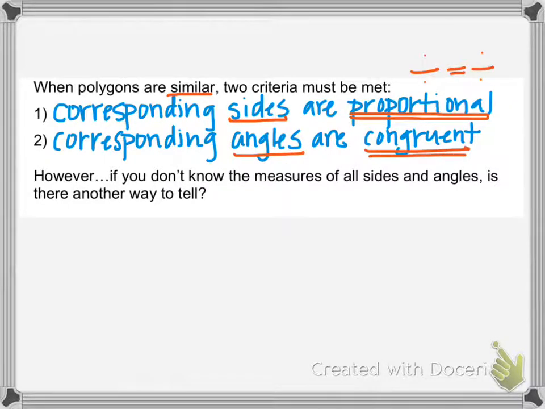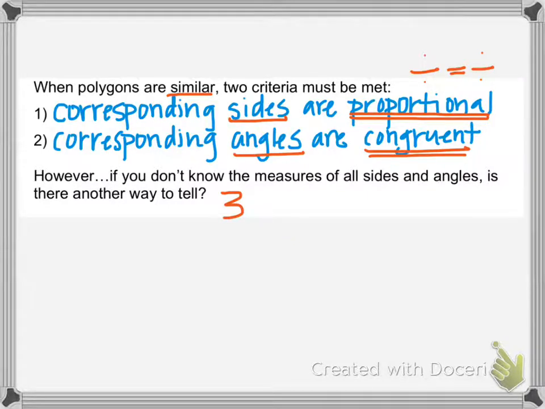So remember what that means. That just means the angles are all the same. On one shape, they're all the same on the other shape, the ones that correspond. So sometimes, though, you don't know all the measures of all the sides and angles. So this is where we have some shortcuts to kind of help us. And there are 3 that we are going to learn about.